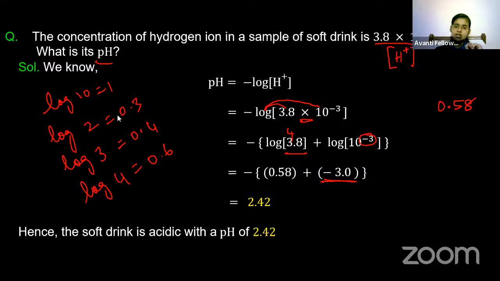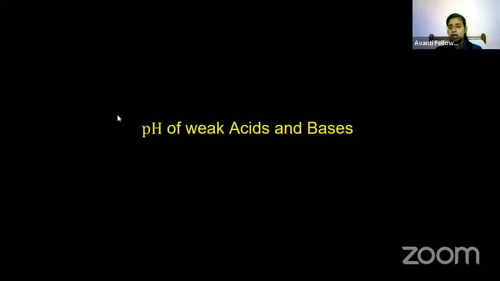Got it? This is the pH formula for the strong acid and strong base combination. Now we will go ahead with the pH of weak acid and weak base. So let me start with the dissociation of weak acid.